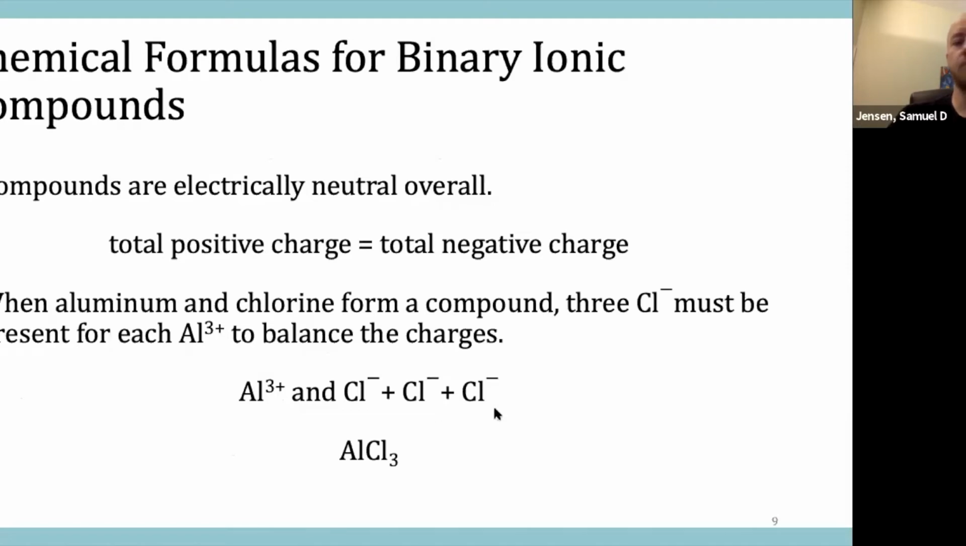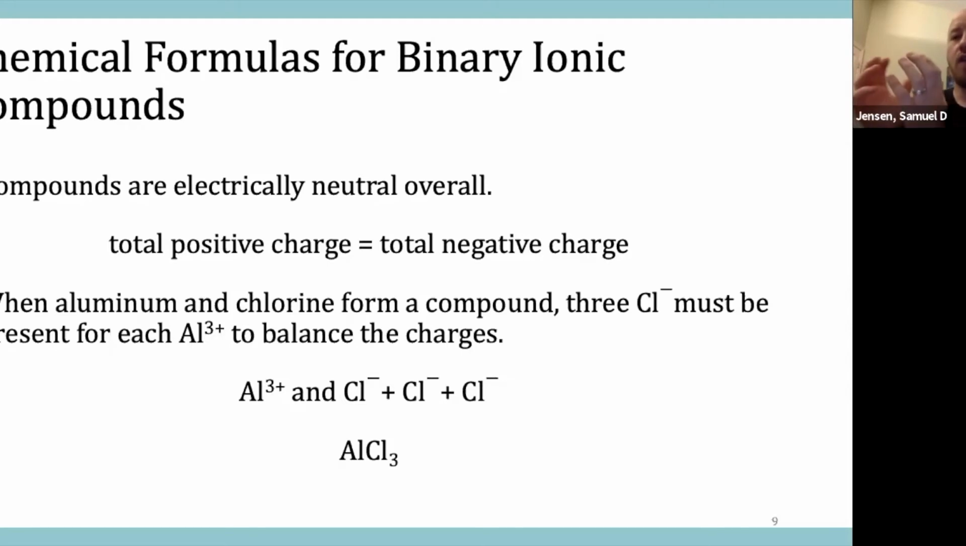Now, if we're going to put these together, this is where those common charges come into play. If I want to put together the compound aluminum chloride, we need to know that aluminum is a +3, and we need to know that a chloride is -1. When they form a molecule, the charges have to balance. I want to balance my positives with my negatives.